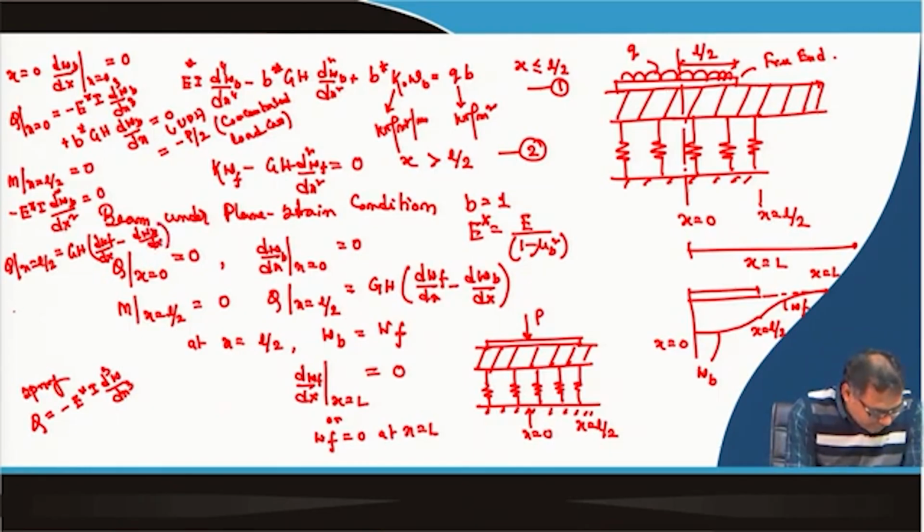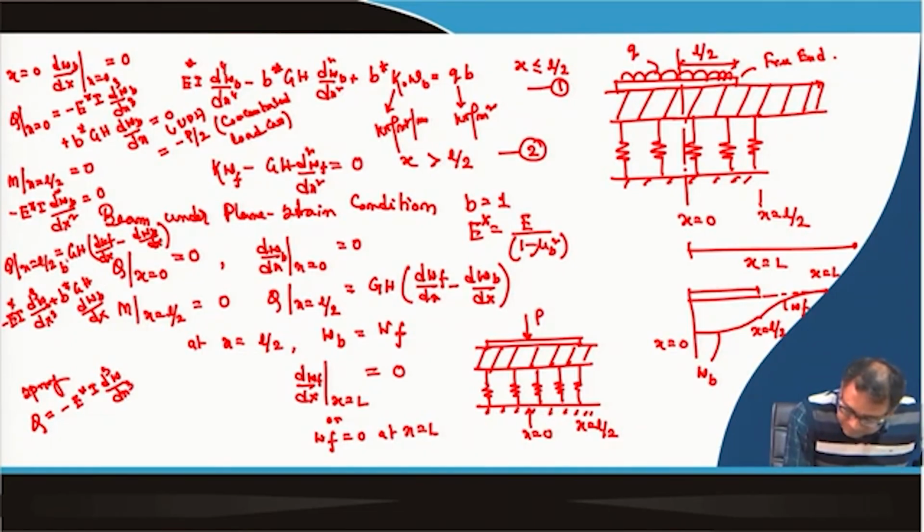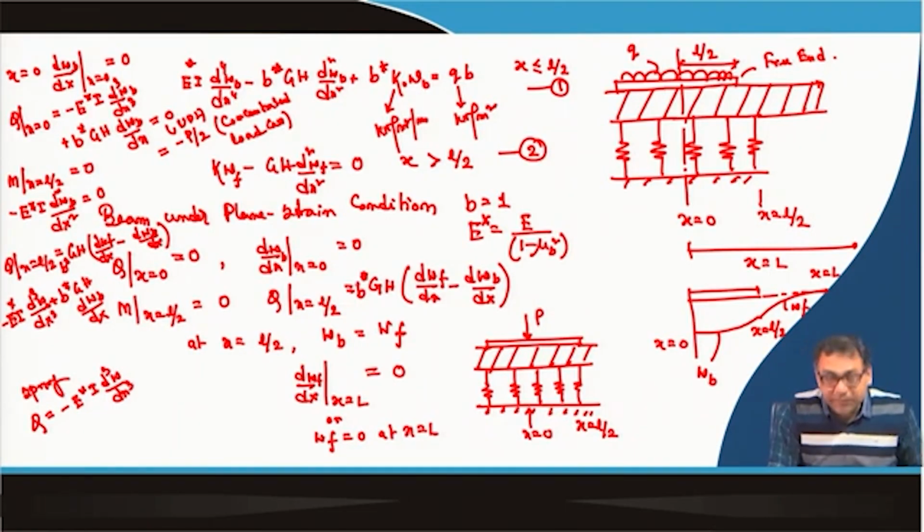Okay. So, now the q expression is minus E I star d3w/dx3 plus b star G h dw_b/dx. Sorry, this is b star, this is b star, there will be b star here because this is b star. Remember that this is b star. So, this is also b star.